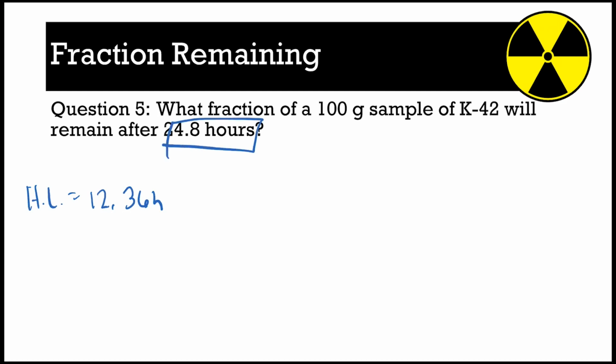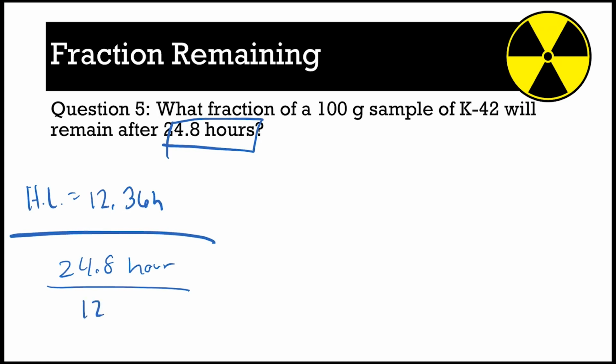Now, again, following the same method as last time, we first have to figure out how many half-lives happened. So you take the total time that went by, 24.8 hours, divide that by the length of 1 half-life. So we learn that 2 half-lives occur.